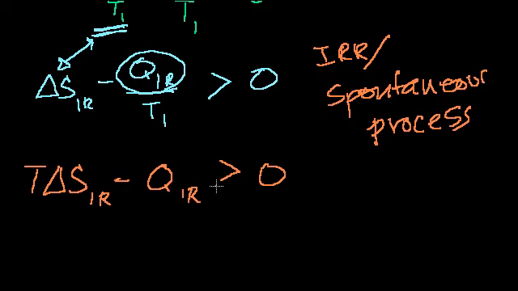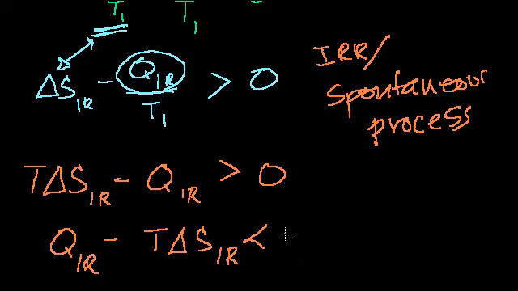Now, how can we say this if we wanted to? Let's multiply both sides of this by -1. And remember, this is true for any irreversible spontaneous process. If you multiply both sides by -1, you get this: the heat added to the irreversible process minus T times delta S of the irreversible process is going to be less than 0. This is true for any irreversible spontaneous process.